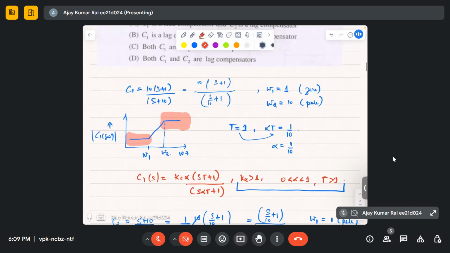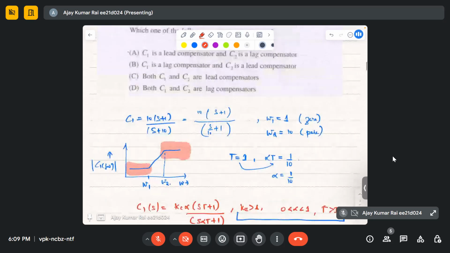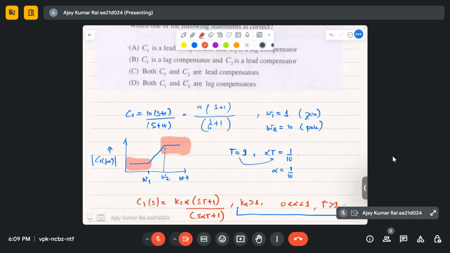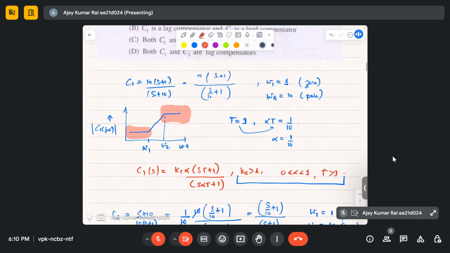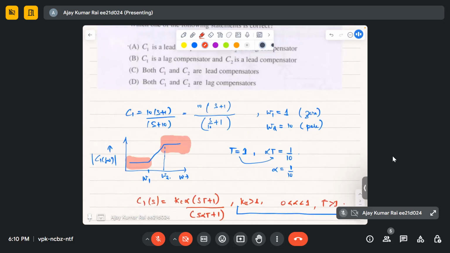That's why I have first drawn the Bode plot, because we know the properties of lead and lag compensators, and only then can we decide based on that. From the Bode plot you can see it amplifies the higher frequency gain. That's why, from the Bode plot of the lead compensator, at higher frequencies we have higher gain, and at lower frequencies we have lower gain. That means it increases the steady state error, if you have studied the 12th week lectures.